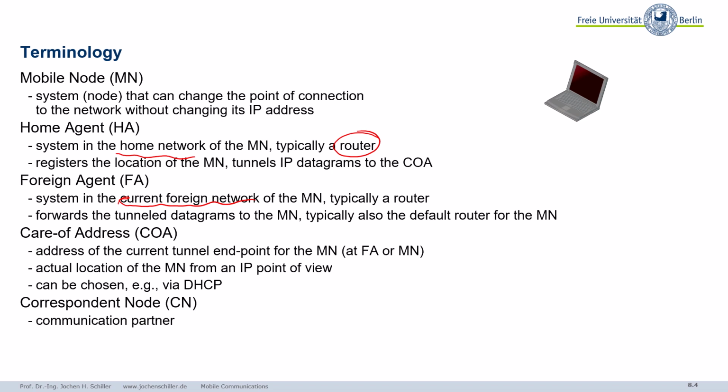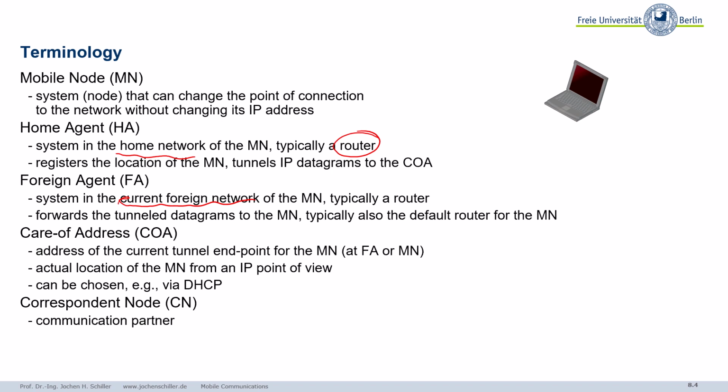Well, that's, by definition, the address of the tunnel endpoint for the mobile node. This care-of address can be at the mobile node, which is called a co-located care-of address, or at the foreign agent. So from an IP point of view, this is the current location of the mobile node. And what does it mean?